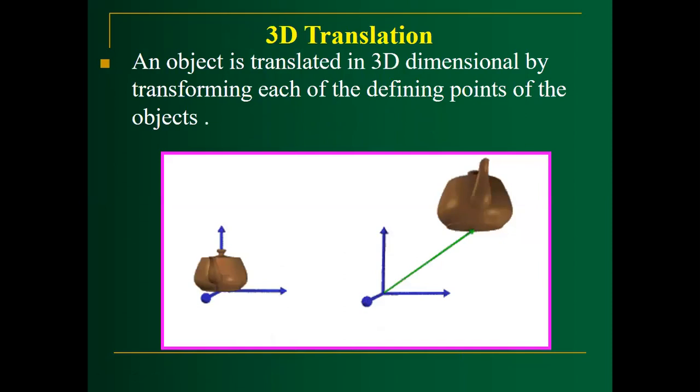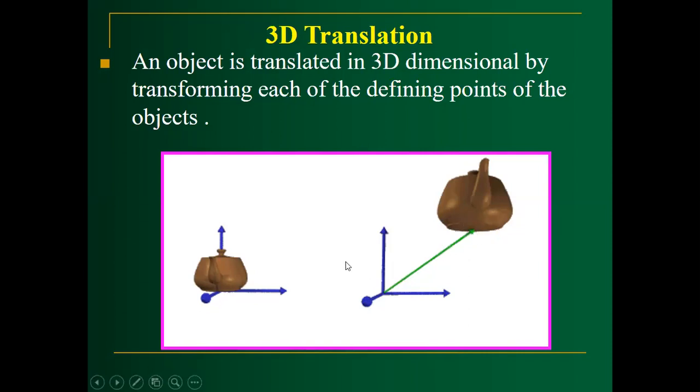As I said, in 3D transformations, translation, scaling, shearing are all pretty much straightforward. Rotation is where we find it a bit difficult. So just move on. So here is an object. We need to translate it.